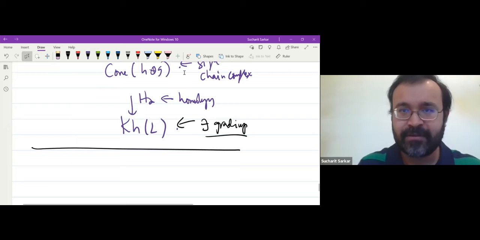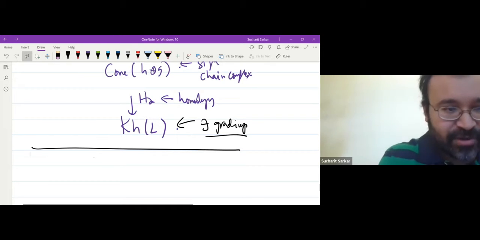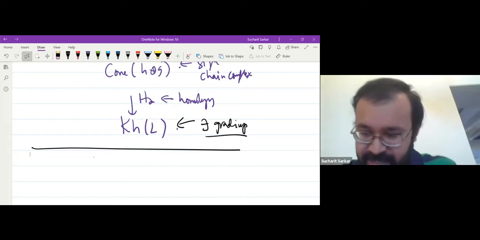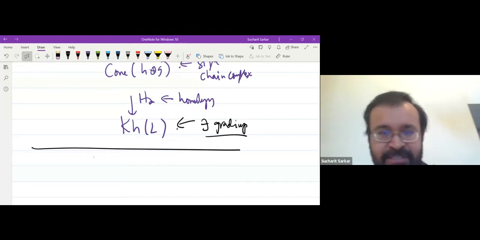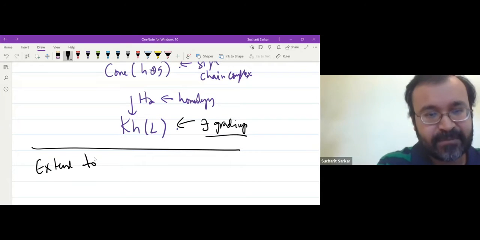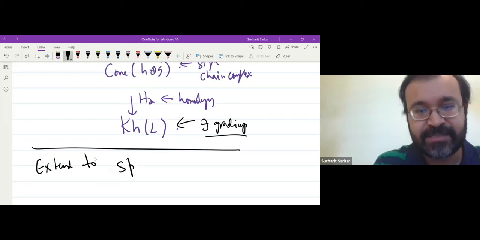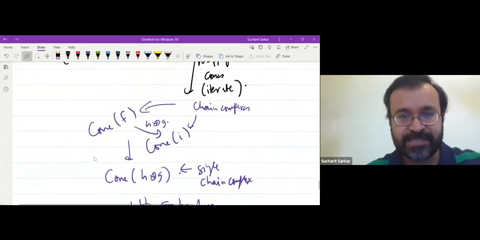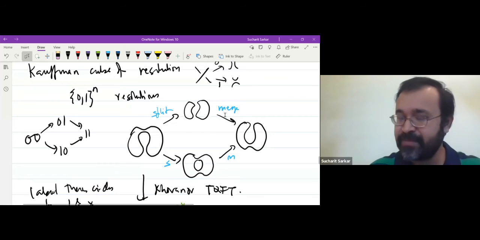So how can we extend this to a space? We try to just repeat this construction at the space level, so extend to the Khovanov spaces. You start off exactly as before, so you take this cube of resolutions.